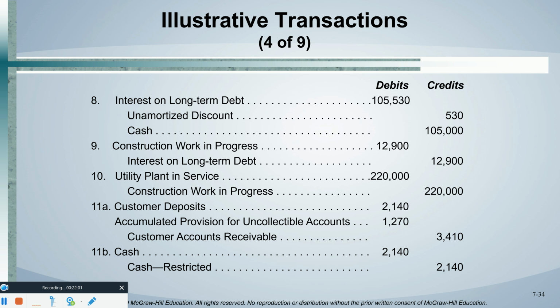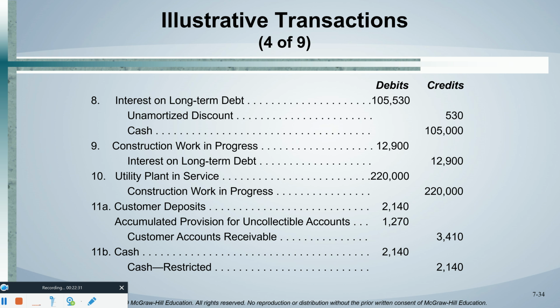Journal entry 8, we are paying interest on a loan that we have. So we will debit interest expense, we will credit cash, and it looked like when we entered into that debt, it was entered into with a discount. So as you recall from your prior accounting classes, the discount has a debit balance. So as I make payments, I will amortize that discount balance with a credit.